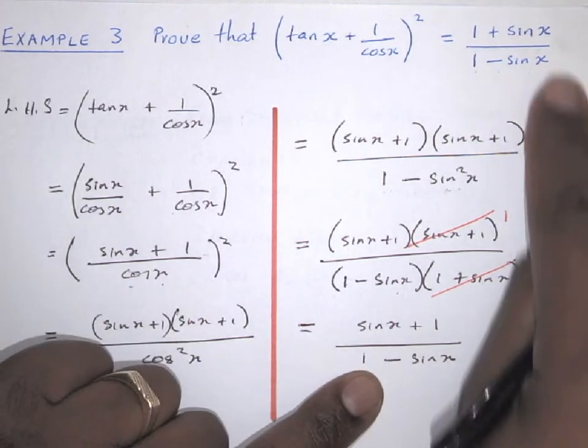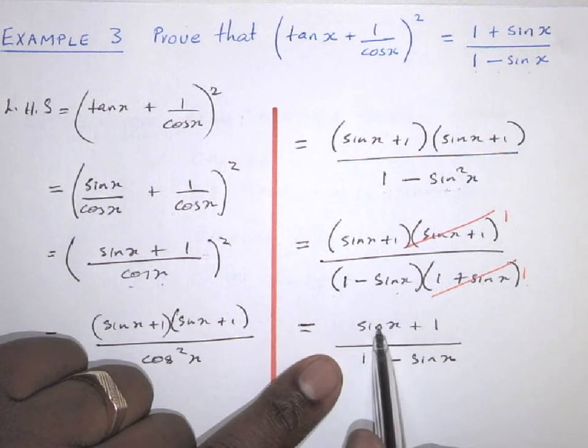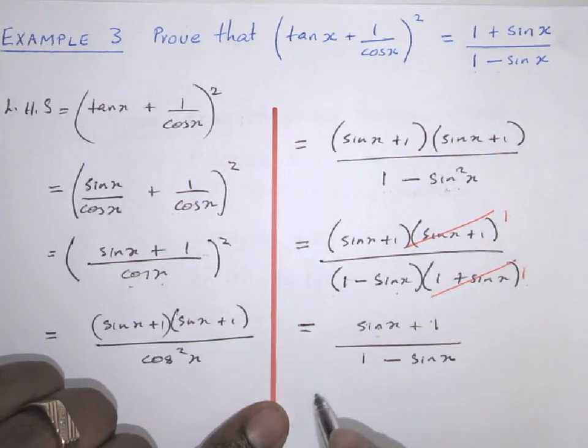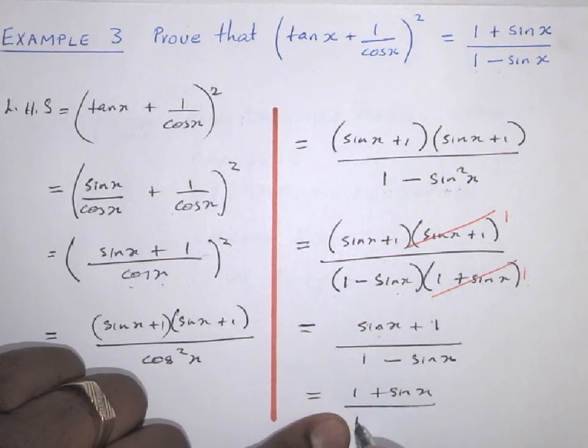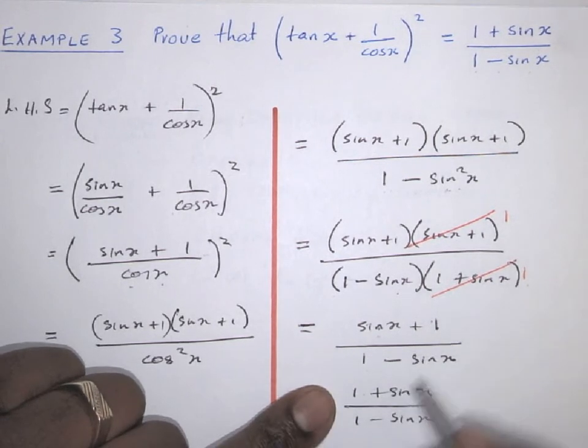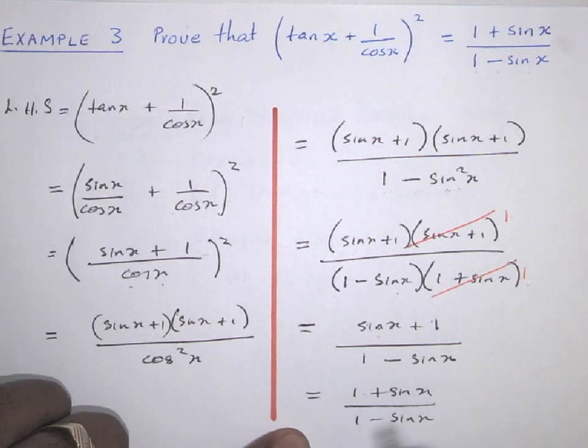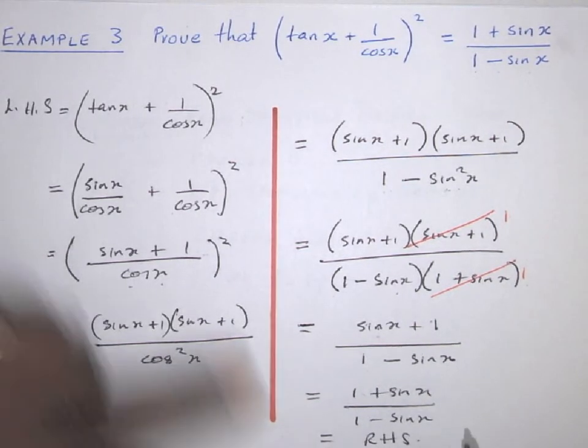This thing is the same as that thing, even though sine x plus 1 is the same as 1 plus sine x. If you like, you can still write 1 plus sine x over 1 minus sine x, because those are the same thing. Now you can see that this is the same as what they wanted us to prove, which is the right hand side.